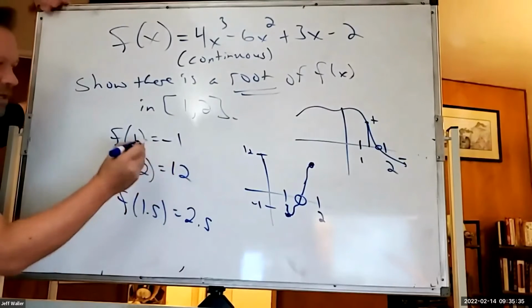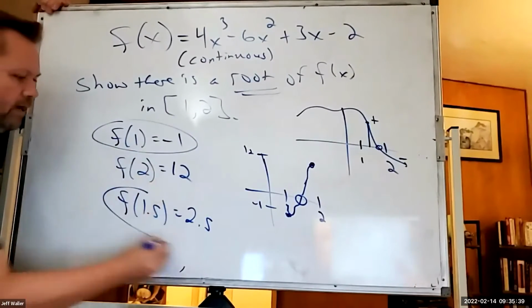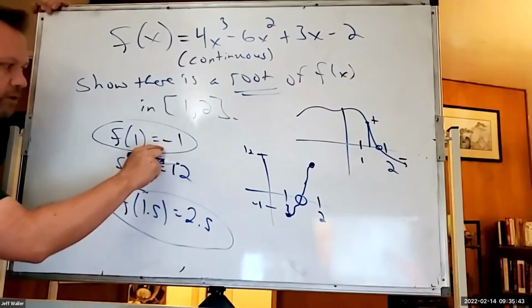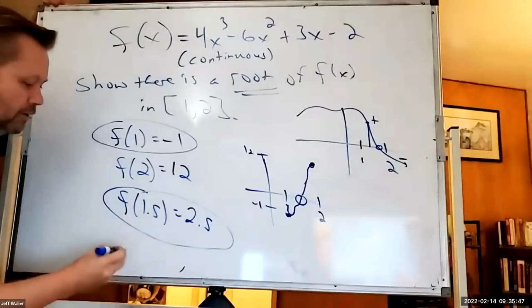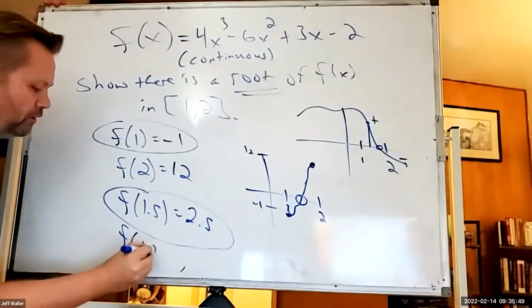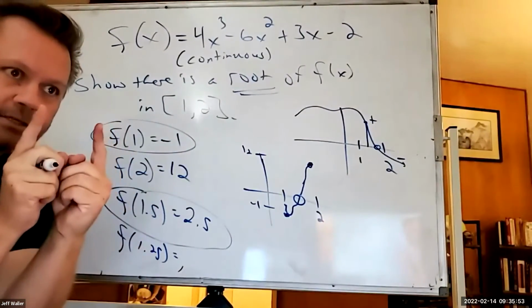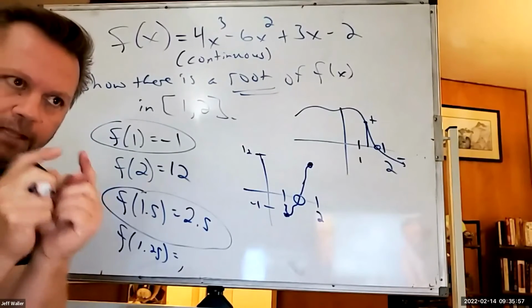So look what this means. Isn't it negative at 1? And isn't it positive at 1.5? So isn't there a root somewhere between 1 and 1.5? Can you see how you can keep going? You can do 1.25 now, and then you can zero in on where the root is.